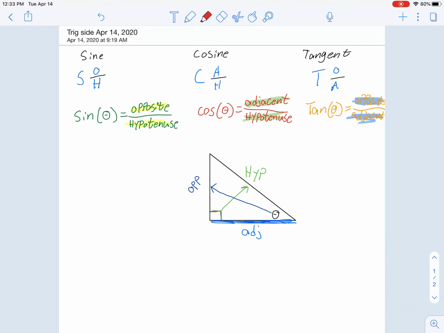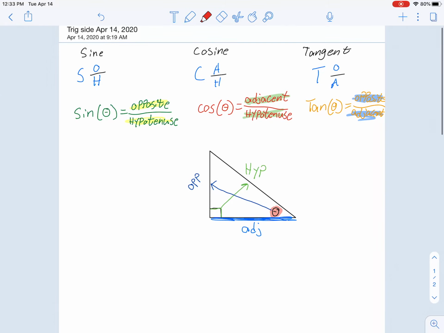For example, my theta right here is the angle that we're going to be looking at. Then I'm going to label the sides according to that angle. The side across from the angle is my opposite. The side across from my 90 degree angle is my hypotenuse. And the side that connects my angle to my 90 degree angle is my adjacent. We'll get into practice of labeling all these.